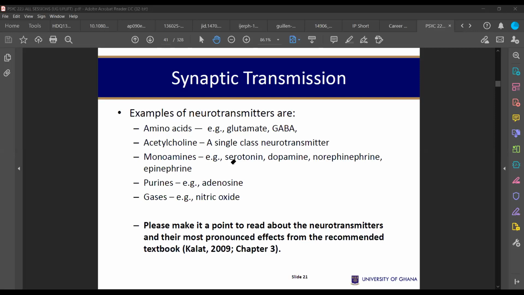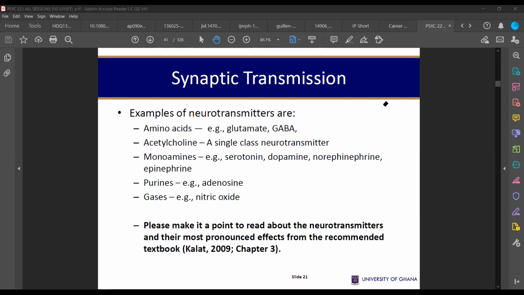Samuel, your hand is up. Kindly go ahead. Yeah, it affects mood, hunger, and sleep. Okay, and is it inhibitory or excitatory? Okay, so you should know that it is inhibitory. That's one thing you should know. So please pay attention to these things.